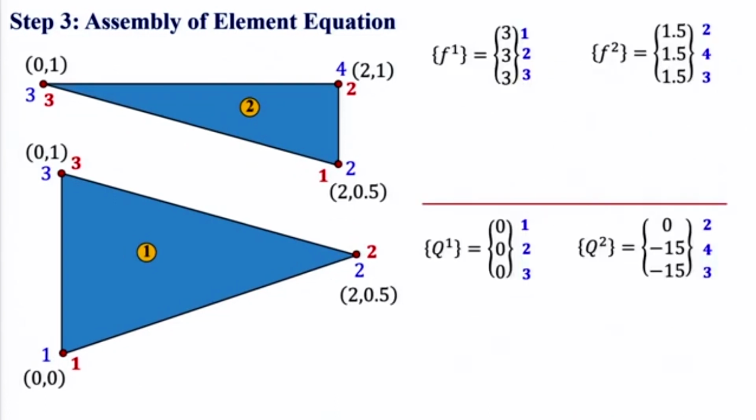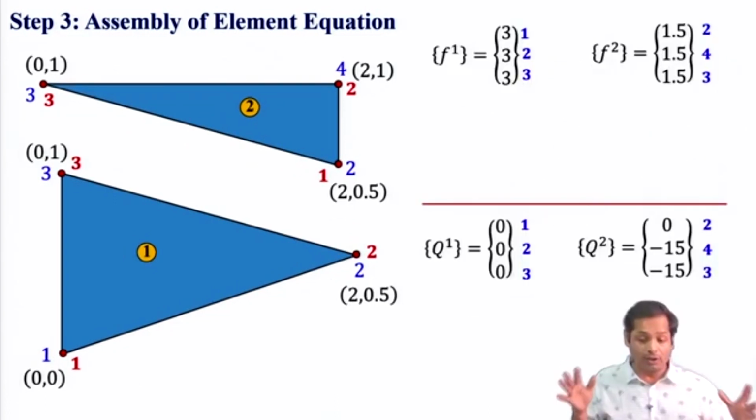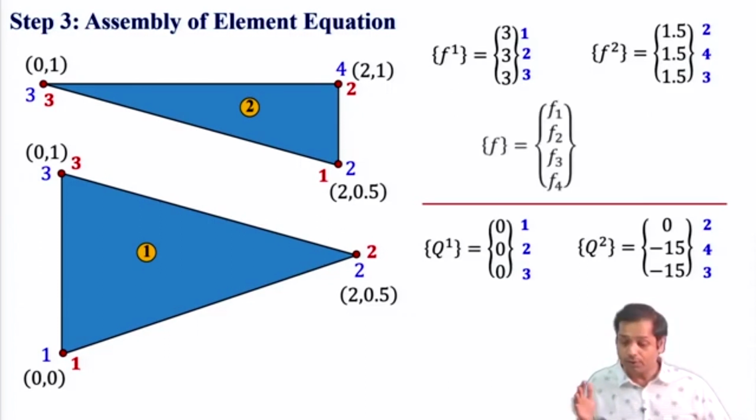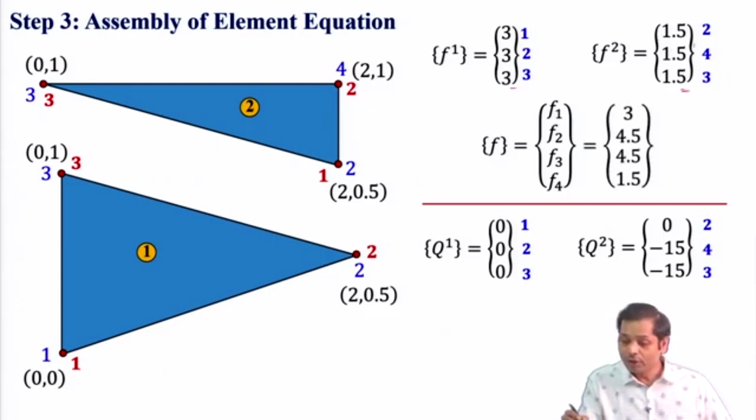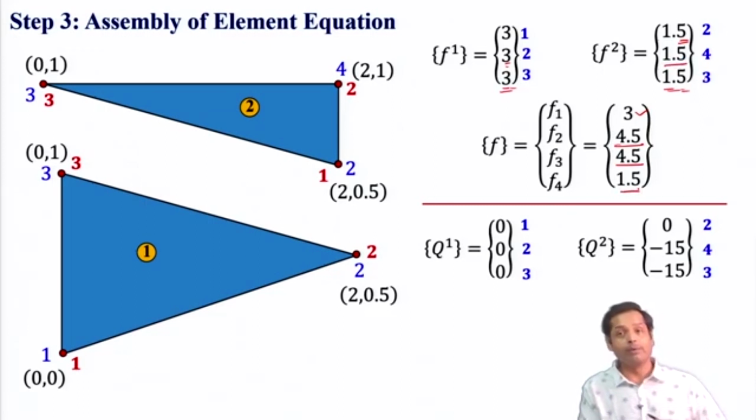Next we have the global source term and the boundary flux term. The source term will be this: F1 we know, F2 we know, and if we assemble them, node 1 will be 3, node 2 will be 1.5 plus 3, which is 4.5, node 3 will be 1.5 plus 3, which is 4.5, and node 4 is 1.5.